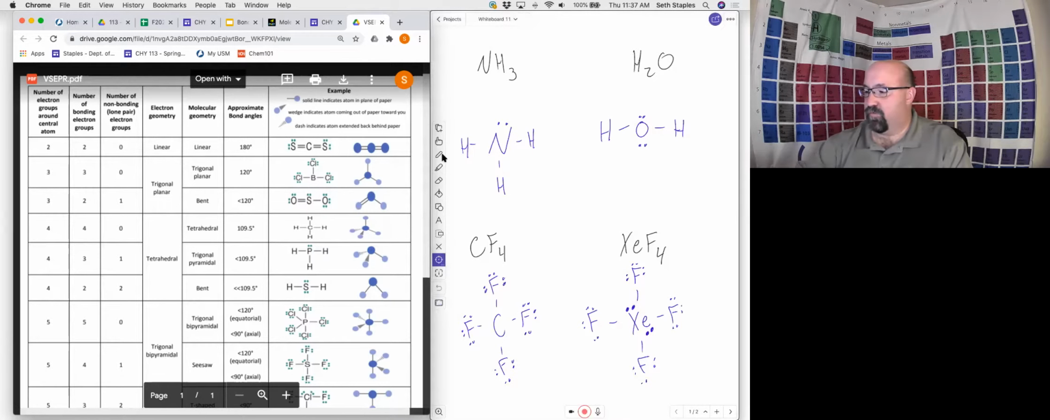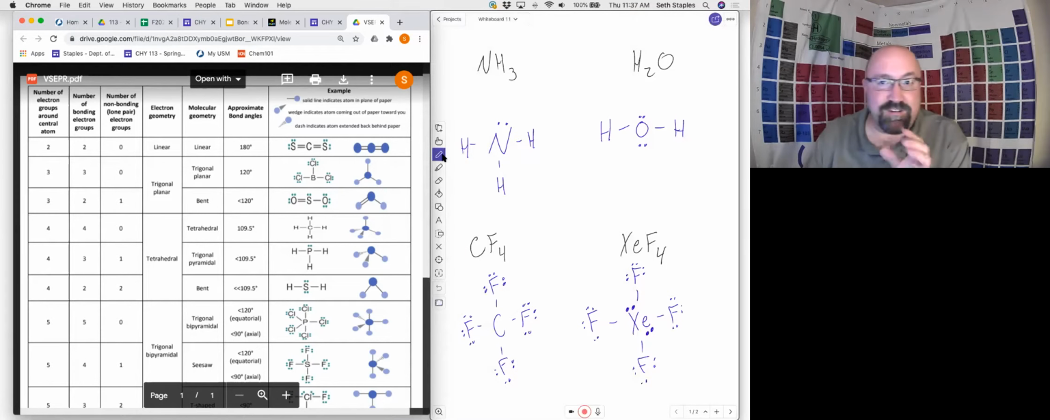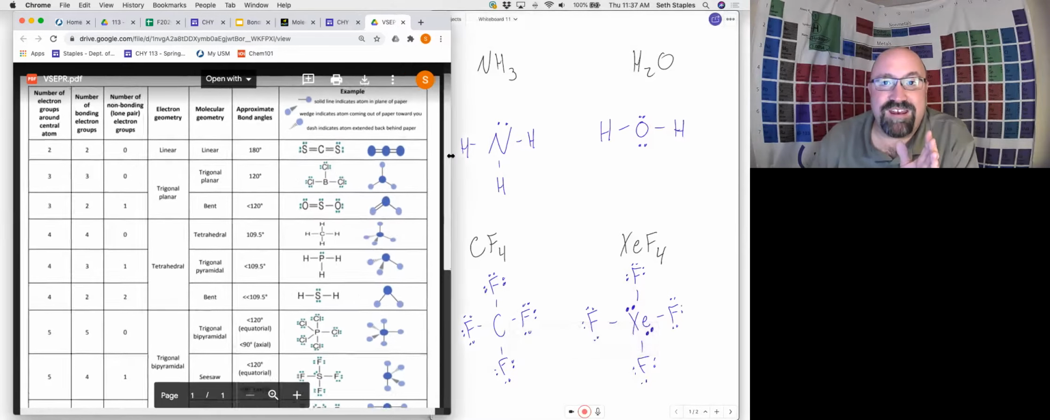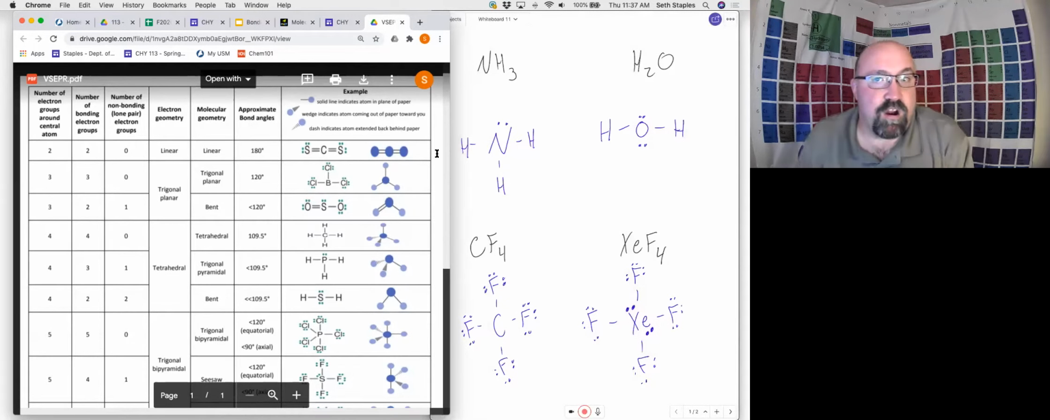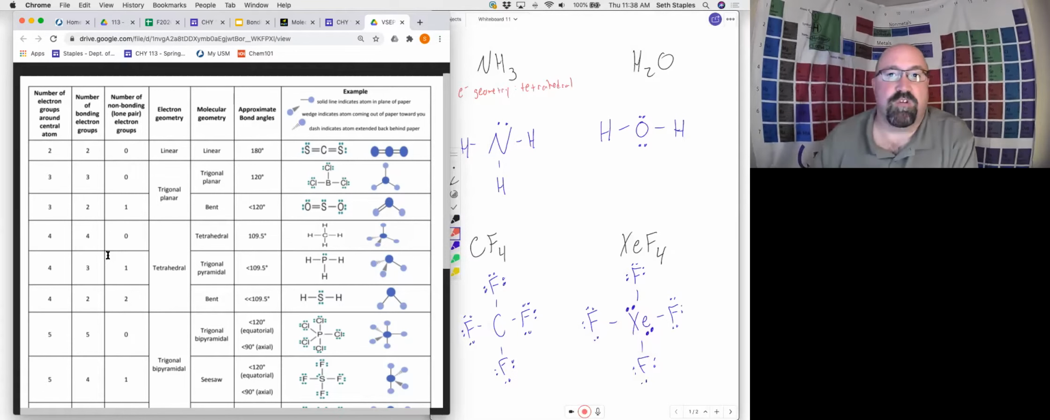And so we started with NH3. When we look at NH3, and at any of these, we need to identify how many electron domains are around our central atom. So when we look at NH3, we can see that we have 1, 2, 3, 4 electron domains around nitrogen. That tells us that we're going to be down in this region right here, and that our electron geometry is tetrahedral for ammonia.